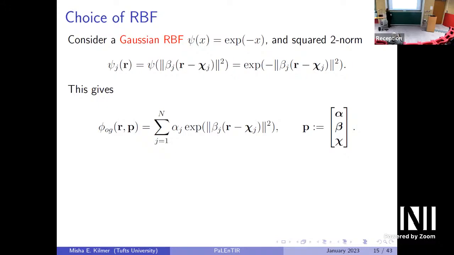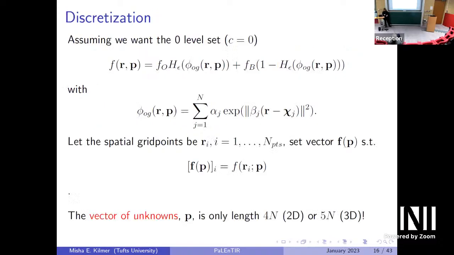So the original formulation, if I had used Gaussian radial basis functions, would have looked something like this. And there's my stacked parameter vectors. Again, just as a reminder, if I have an underlying discrete grid, then my image at each one of the grid points is interpreted this way. And so I have this vector of unknowns, P, which in 2D has length 4 times capital N, or 5 times capital N, relative to little n, capital N points, which is going to be large in a lot of these applications.